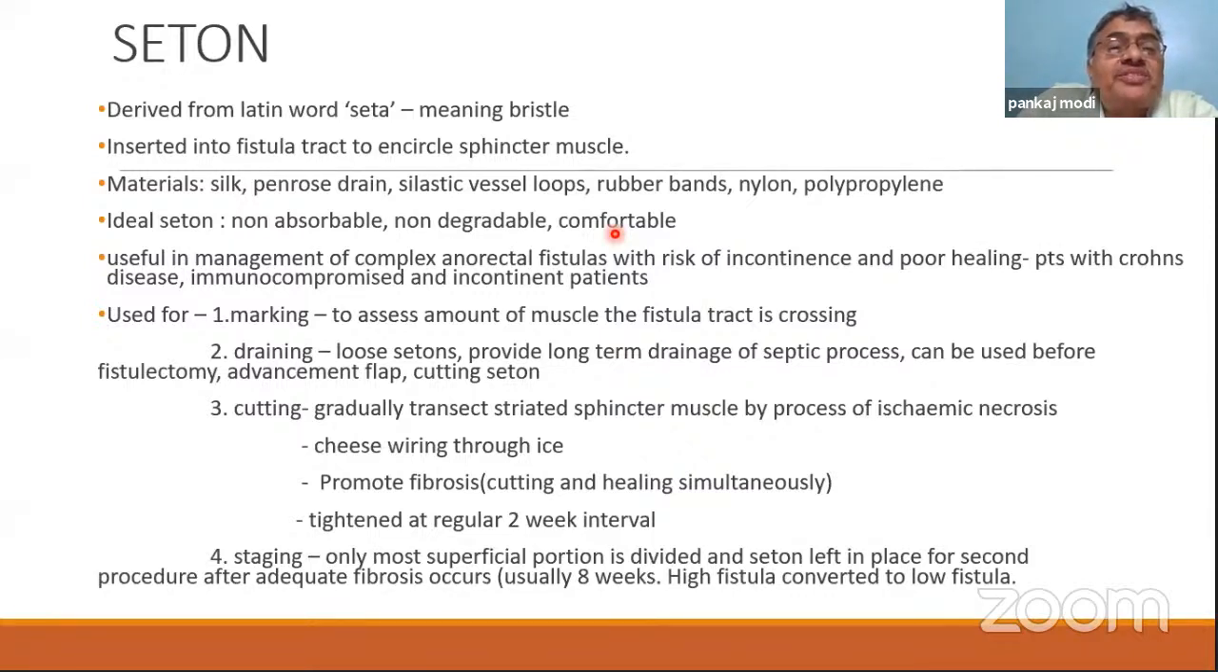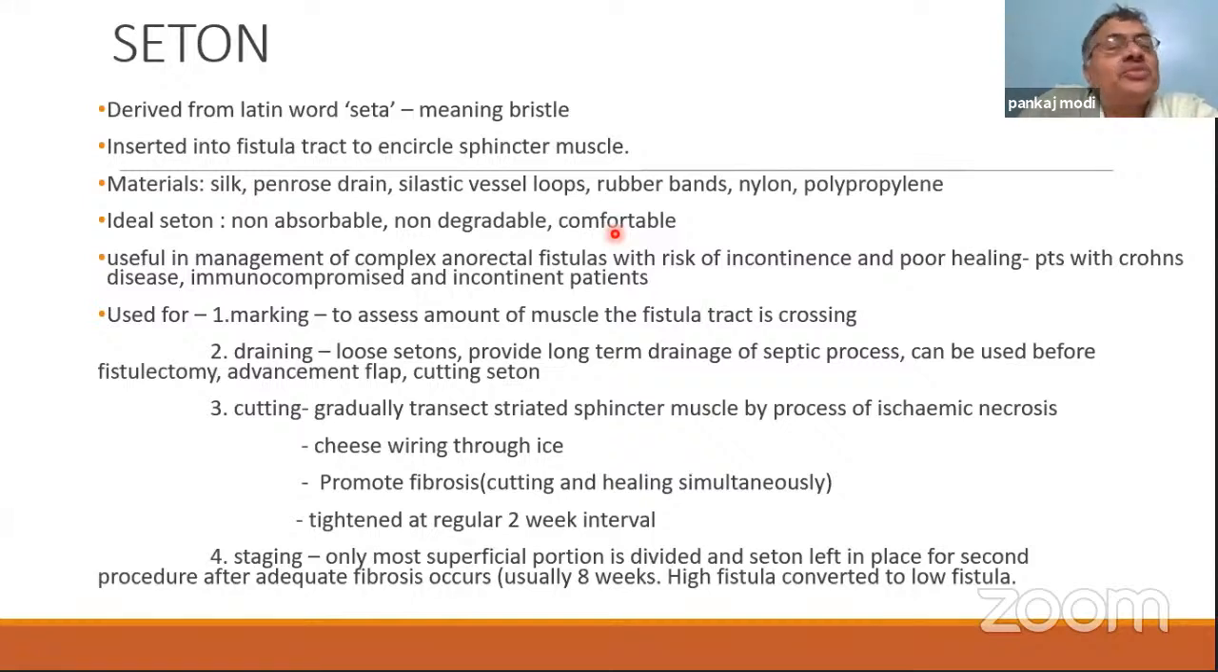Do you understand my question? Why is it not written that? It should cause the reaction. That's why silk is always better than nylon and polypropylene. That will cause good fibrosis, good healing. So we don't want minimum reaction. We do want tissue reaction.